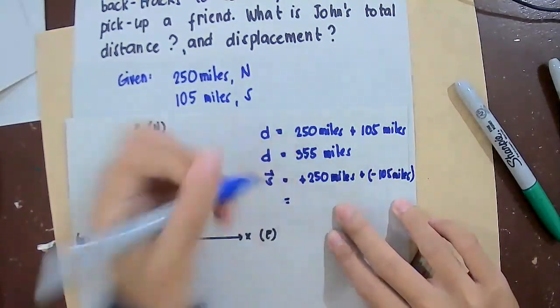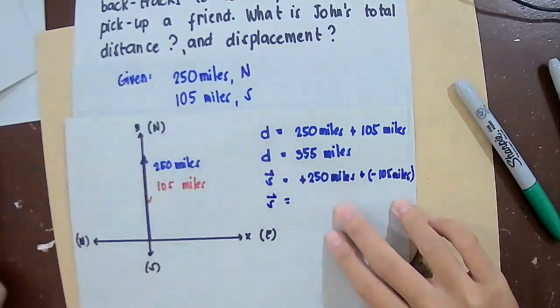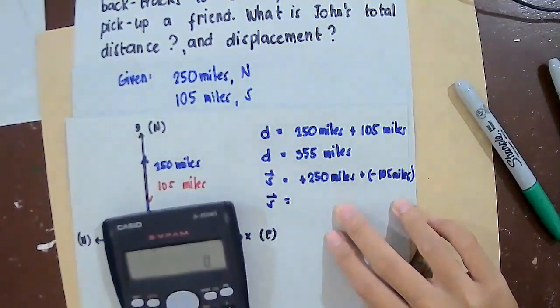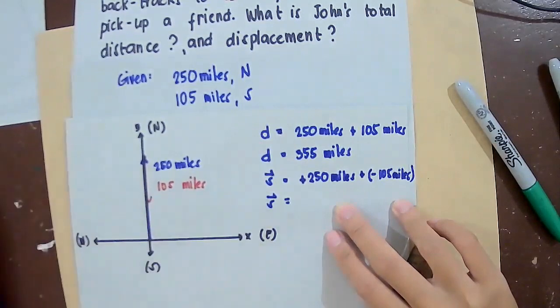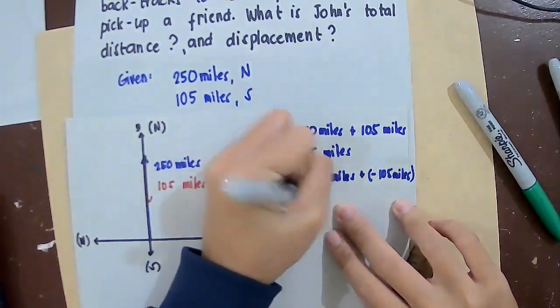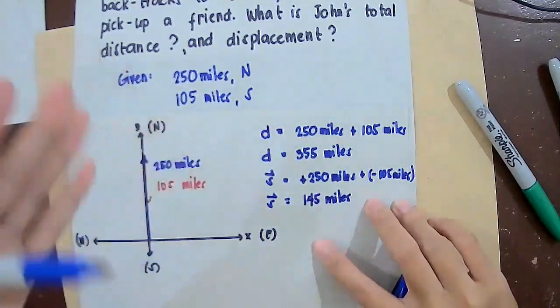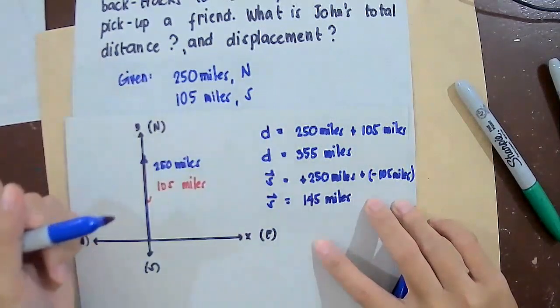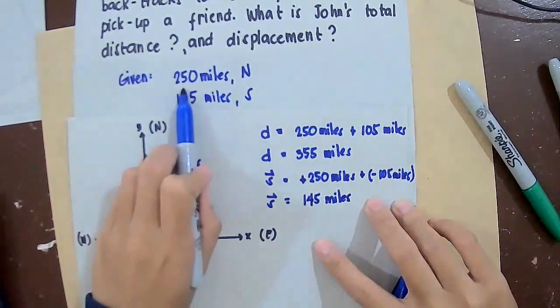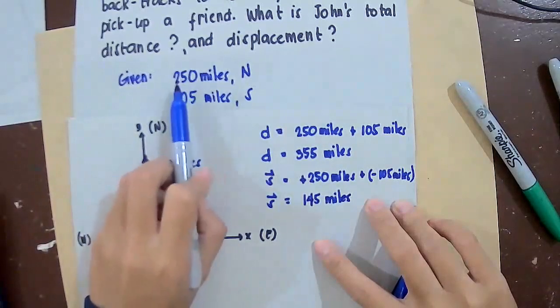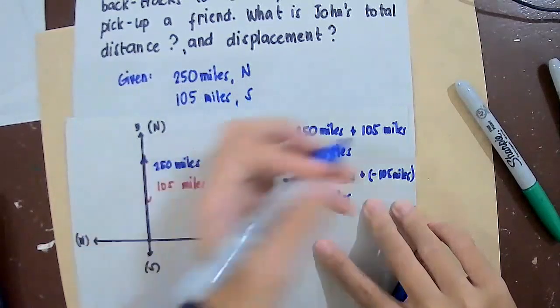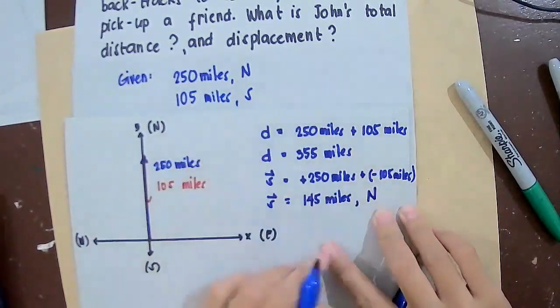Okay, and then you plug in this in your calculator, you will have 250 miles plus negative 105 miles. So you will get 145 miles. Now what is the direction? You get the direction of the given with a higher magnitude. Okay, so since the 250 miles is mas malaki kay 105 miles, and then your 250 miles is going north, so we will have your direction as north.